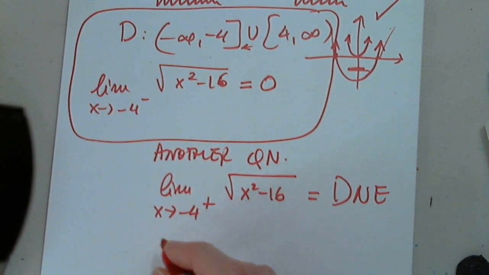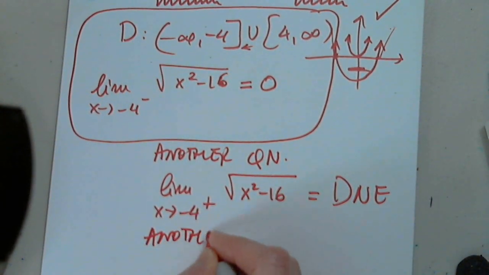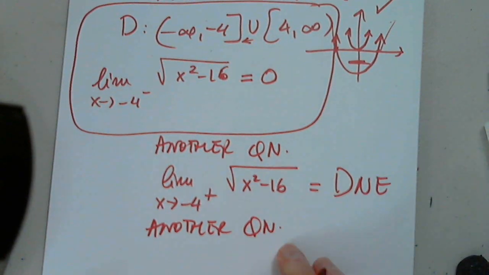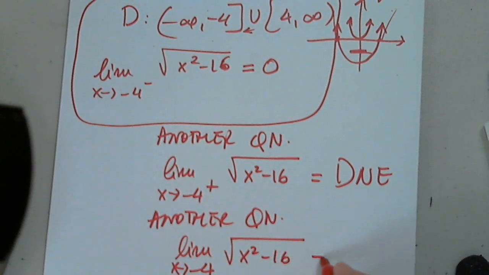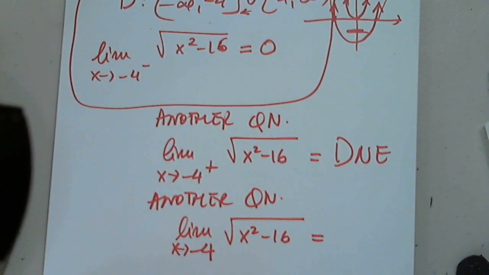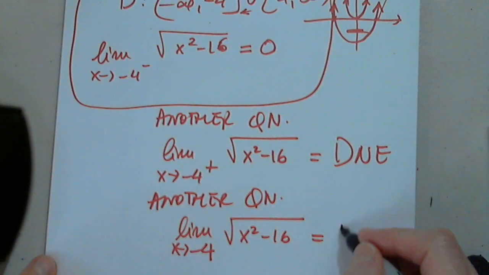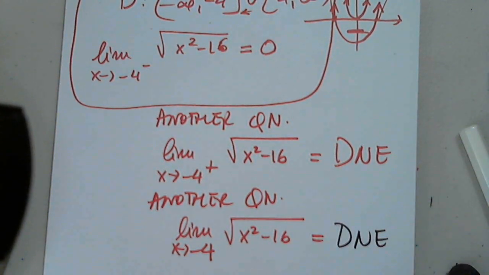Final question here. This is another one. What about the limit as x approaches -4 from either side, not left, not right, from either side simultaneously, of the square root of x squared minus 16? What will you say? Does not exist. Of course. Can anyone tell us why?